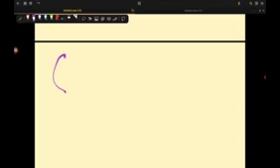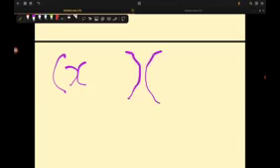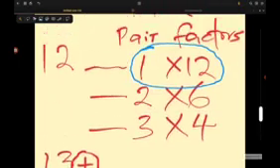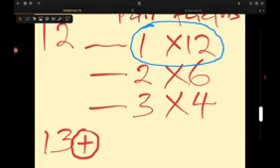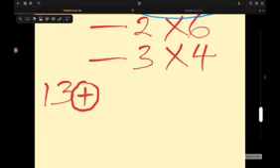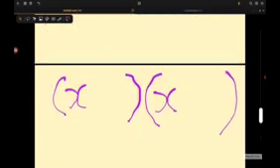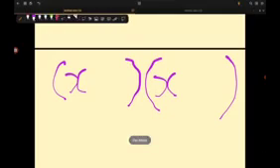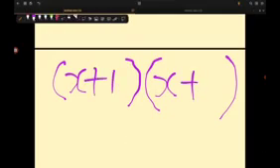I'll open a bracket, put x. That's how to solve a quadratic expression. Close the bracket, open another bracket, put x, close the bracket. Then bring down the solution you have. The solution is 1 and 12, and they are both positive. So I will say plus 1, plus 12. We are through. This is the solution.